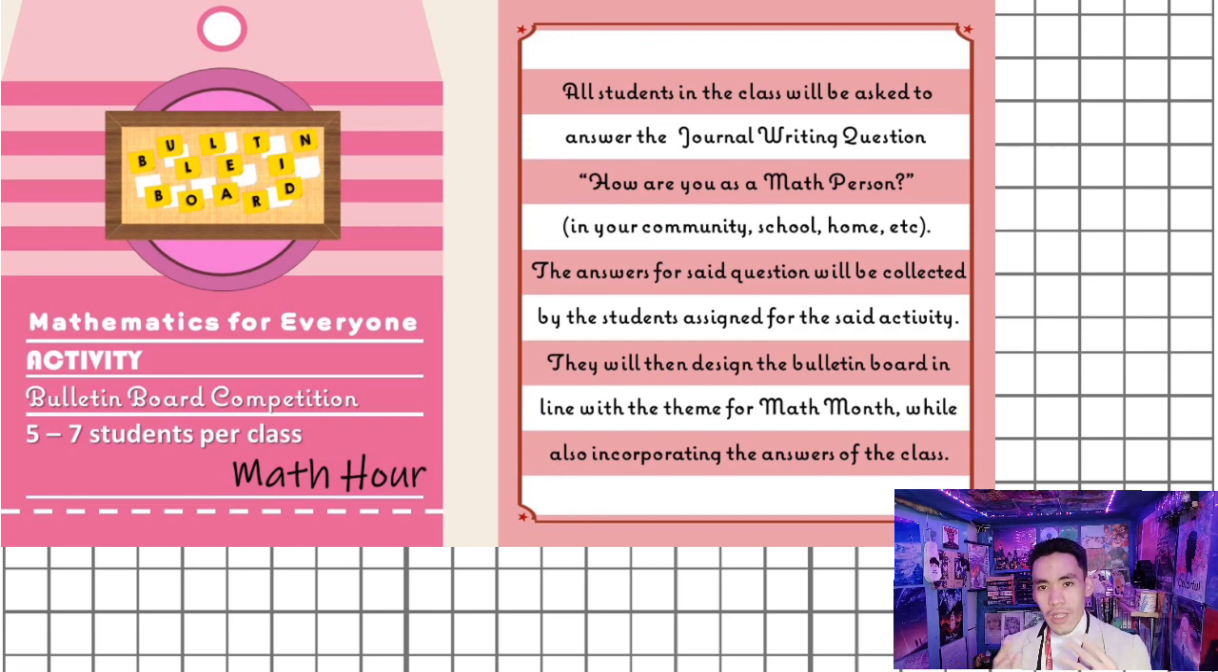Later in this video, I will show the slide that will explain this journal writing question better, because the answers that all of you will give will be collected by the students assigned for the said activity. We need 5 to 7 students per class for the bulletin board competition. Said students will design a bulletin board in line with the theme of Mathematics Month, Mathematics for Everyone, while also making sure to incorporate the answers from the class.